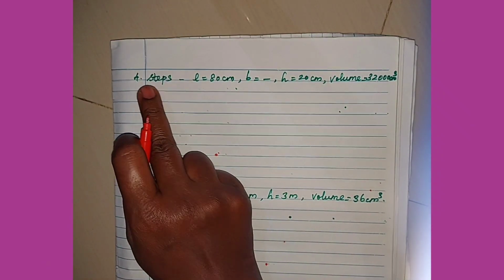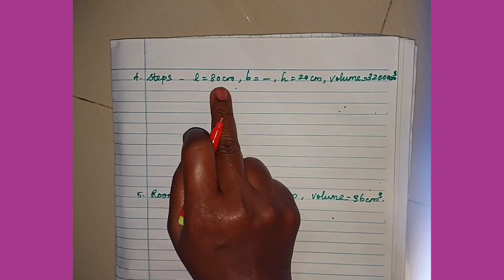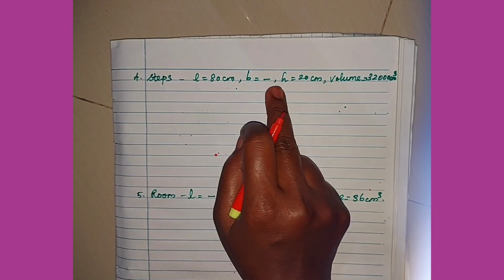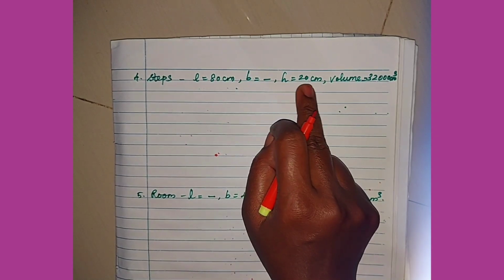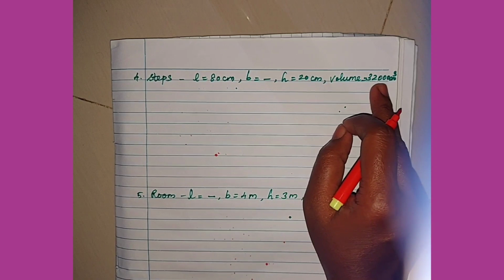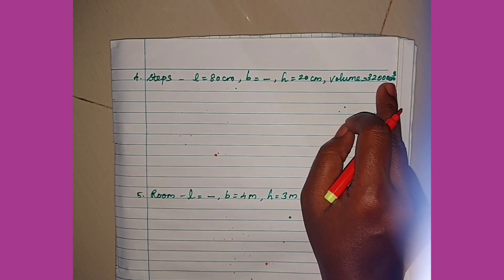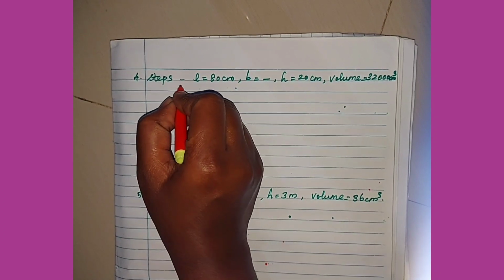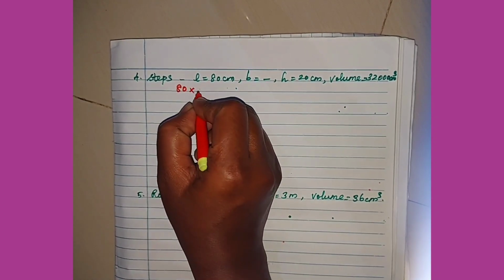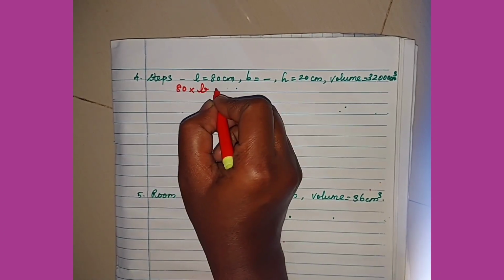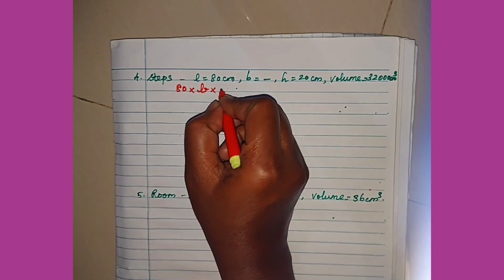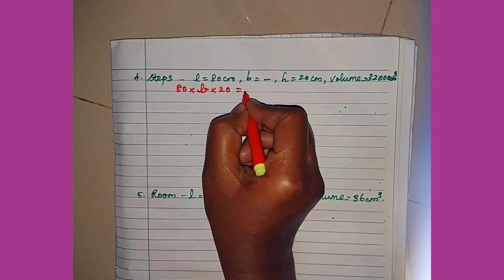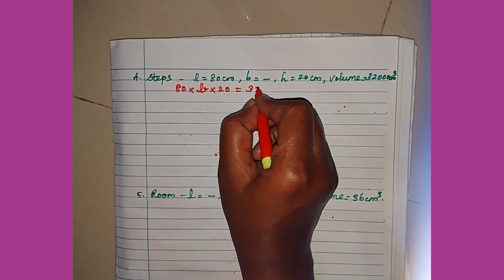Fourth sum, steps. Length is 80 centimeter, breadth value not given, height is 20 centimeter, volume is 32,000 centimeter cube. So first step, we write 80 into breadth, not given so put B, into height value 20 is equal to the volume value 32,000.